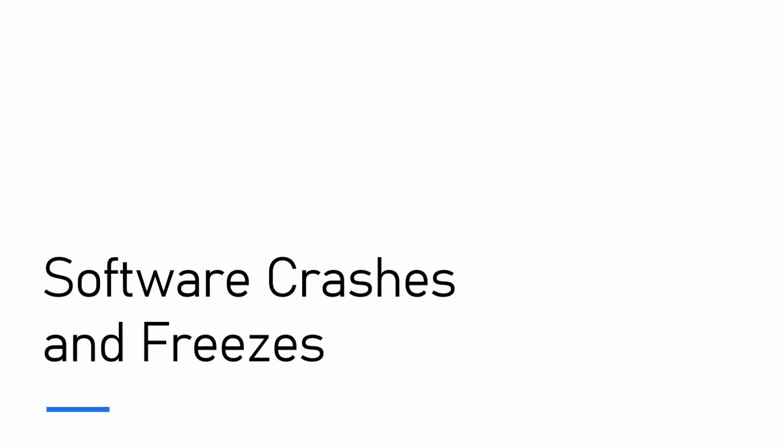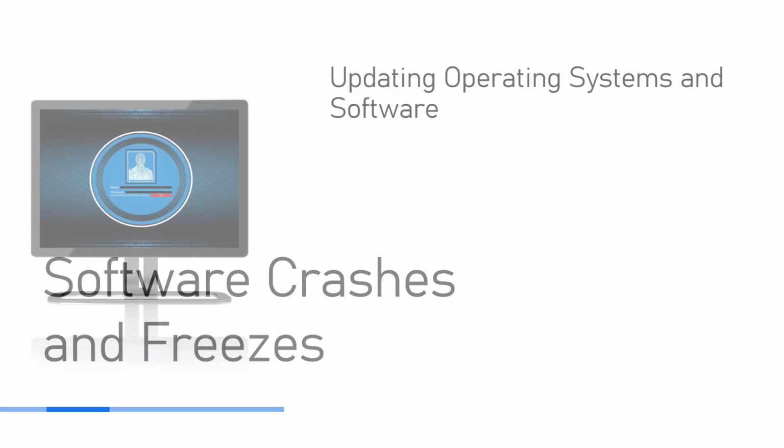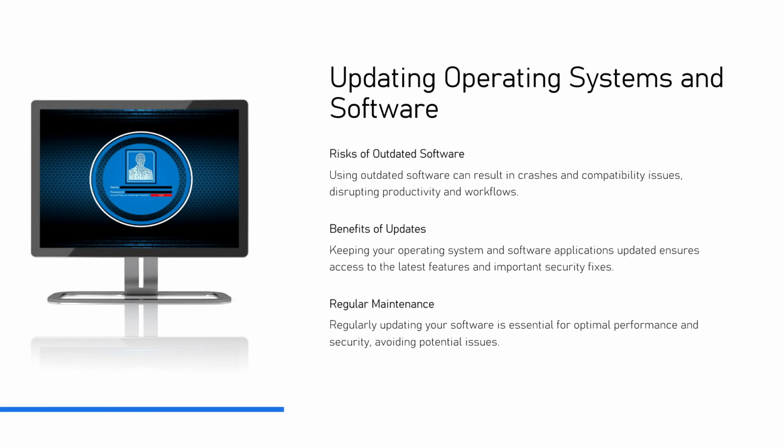Software crashes and freezes are common frustrations that everybody experiences. This section will discuss how to address these types of issues. Outdated software can lead to crashes and compatibility issues. So you should ensure your operating system and software applications are up to date to benefit from the latest features and bug fixes. Now, your Windows computer, for example, should automatically update.